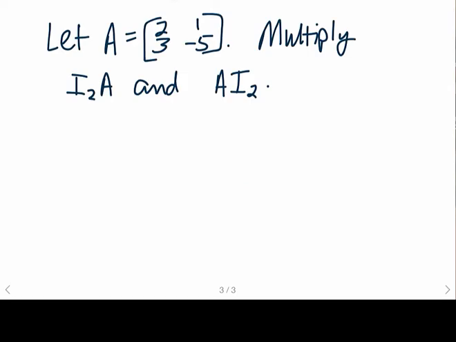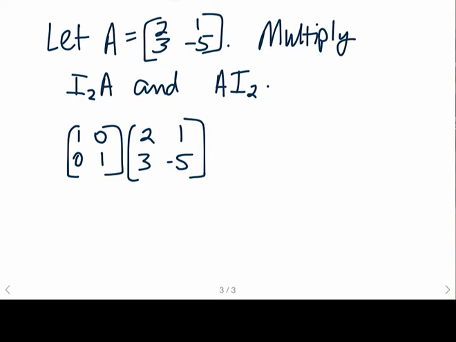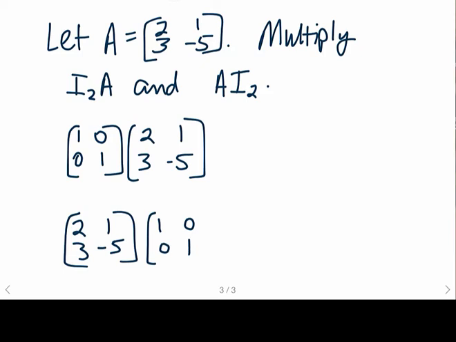So for our first example here, let A equal the 2 by 2 matrix 2, 1, 3, negative 5. Multiply I sub 2 A and A times I sub 2. I2 A is 1, 0, 0, 1 times the matrix A, 2, 1, 3, negative 5. And A times I sub 2, it just reverses the order, 2, 1, 3, negative 5 times 1, 0, 0, 1. What I want you to do is pause the video and multiply each of these pairs of matrices together.